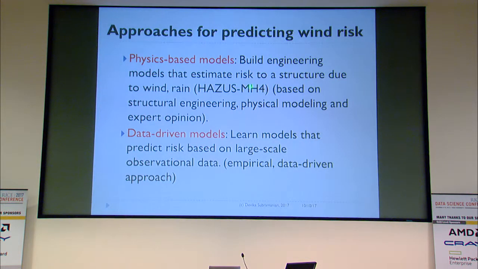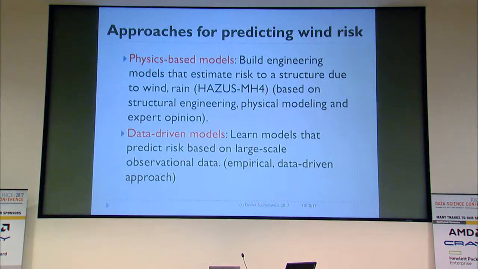Build engineering models that estimate risk to a structure due to wind and rain, embodied in a program that FEMA uses in order to assess damage in advance of a storm. It also uses that to allocate resources, and the Office of Emergency Management uses this particular model to determine where to position its emergency resources. All right, so it's a widely used model, 20 years to develop.